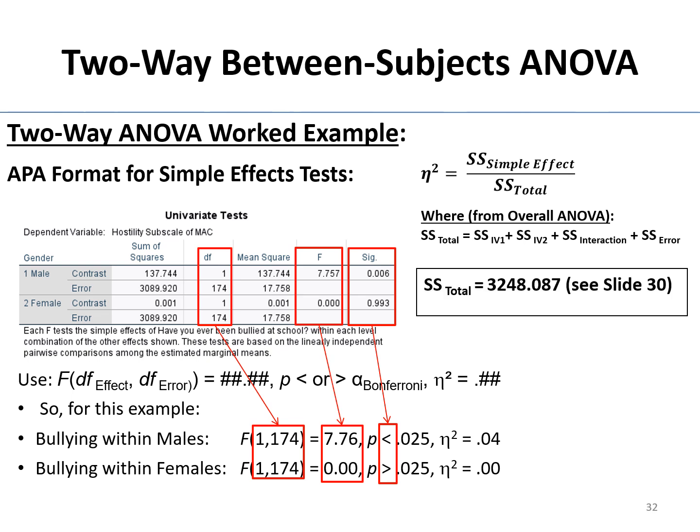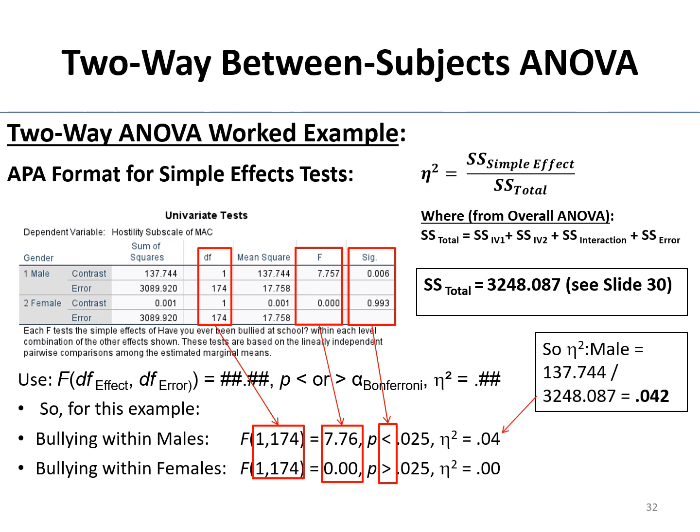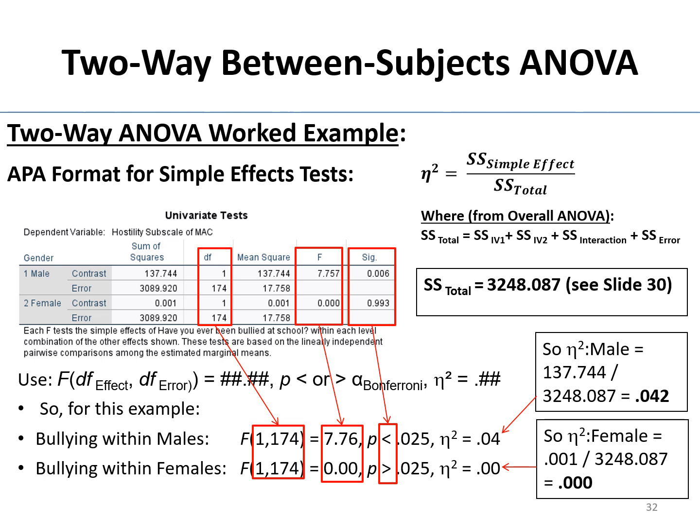So you got to get your sum of squares total. It is the sum of squares total that you've already used, so you don't have to recalculate. It's the same one you used to calculate the eta squareds for the main effects and the interaction. So here we go. You take that 137 from the table on this page, divide it by that same number that's back on the slide. You get 0.042 or 0.04. And it's just straight up 0 for females.